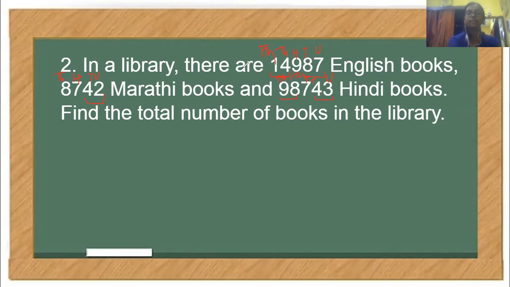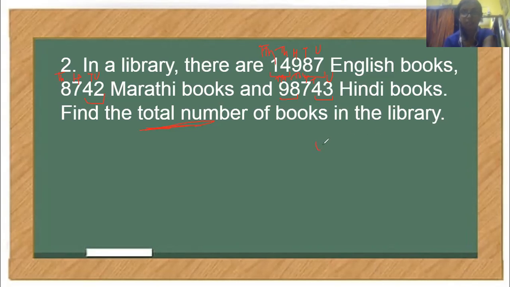98,743 Hindi books. Itne English books hai, itne Marathi books hai, and itne Hindi books hai. Find the total number of books in the library. For finding the total number of books, friends, what are we going to do? We're going to add, right? Total मिलाने के लिए तो add ही करना पड़ेगा ना. इतने English books है, इतने Marathi books है, इतने Hindi books है. सब करने के लिए हमको जोड़ना पड़ेगा. So जोड़ने के लिए we do addition, right?